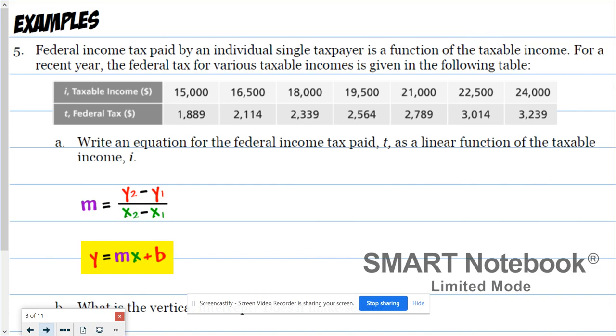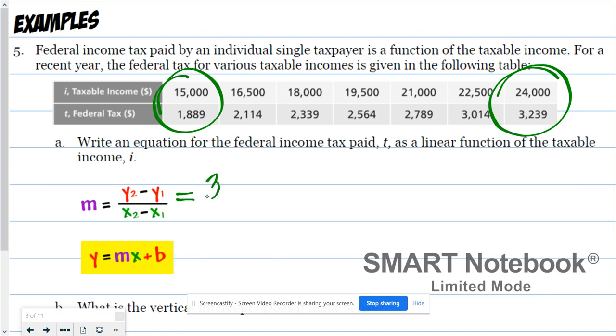Okay, so in order to write a linear function, I need to know the slope and the y-intercept. And right now, I don't know either one. So I need to find the slope, and I'm going to find the slope using my slope formula. I can pick any two of the points on this table to do this. I'll just go with the first point and the last point. All right. So I'm going to find the y2 minus y1.